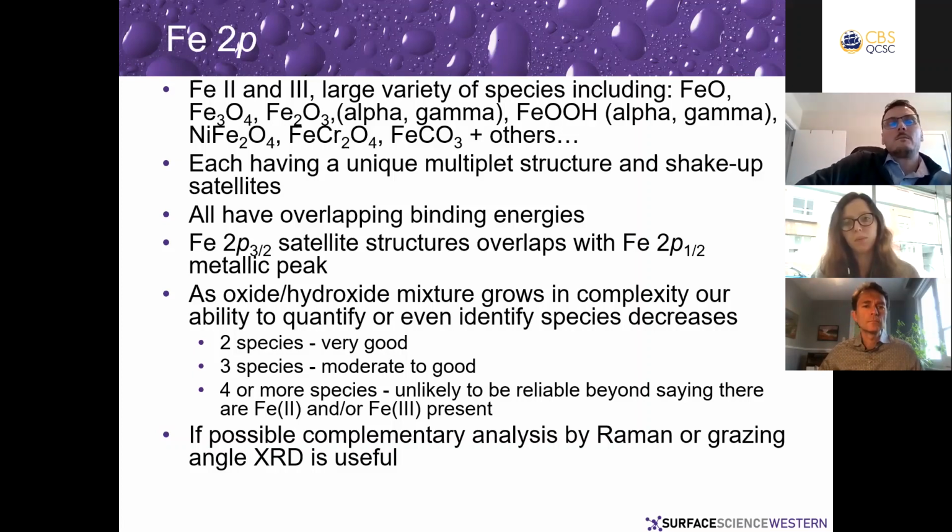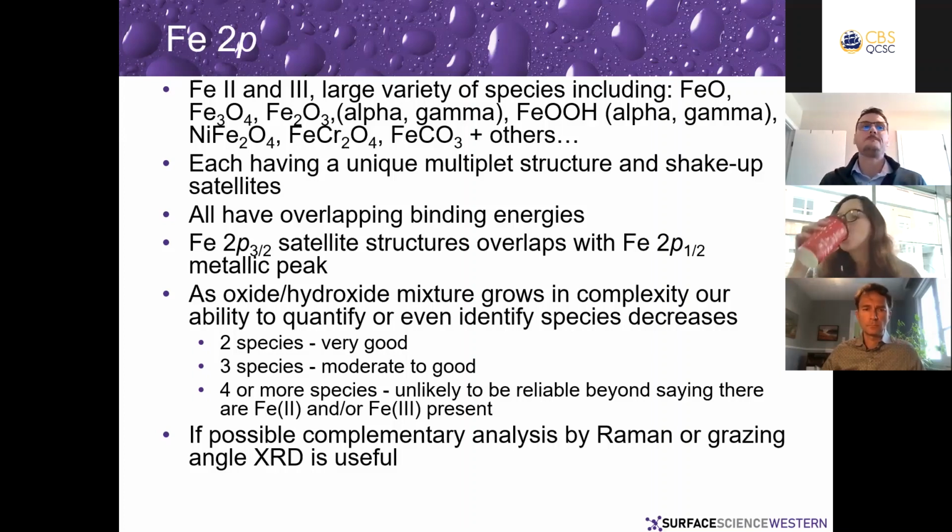The metallic 2p3/2 satellite structure overlaps with the 2p1/2 metallic peak. As you increase the complexity from, say, the metal plus one or two oxides, as you add oxides, it gets a lot more difficult to quantify or even identify the species. If you have 2 species, it's generally pretty good. 3 or more species, moderate. 4 or more, you're not likely to be able to say much beyond saying, well, I have some oxide 2 or 3 present.